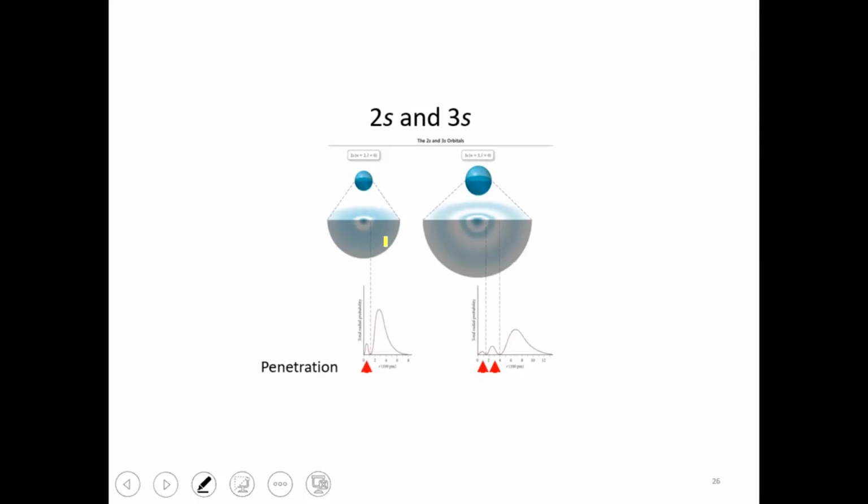But notice that although the majority of the probability is occurring at that distance from the nucleus, there are some minor regions of high probability or high density a little closer to the nucleus. This phenomenon is called penetration. Essentially, it means that for a given orbital, there may be regions of electron density closer to the nucleus, although not as dense as the main layer of probability.